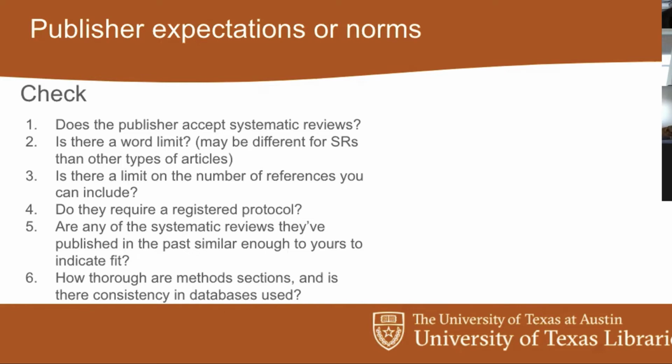And so if you don't see that information specifically on the journal's website, it may be worth an email to that journal saying, hey, this is a project I have in mind. Do you publish systematic or scoping reviews? So that you know right off the bat and you're not wasting your time trying to submit to a journal that's not going to accept it.